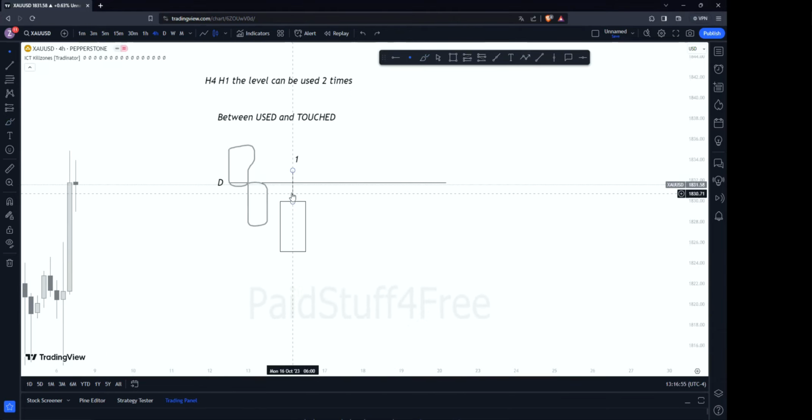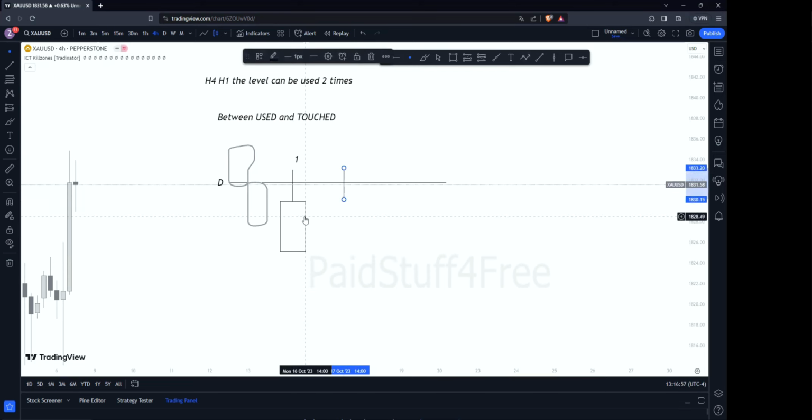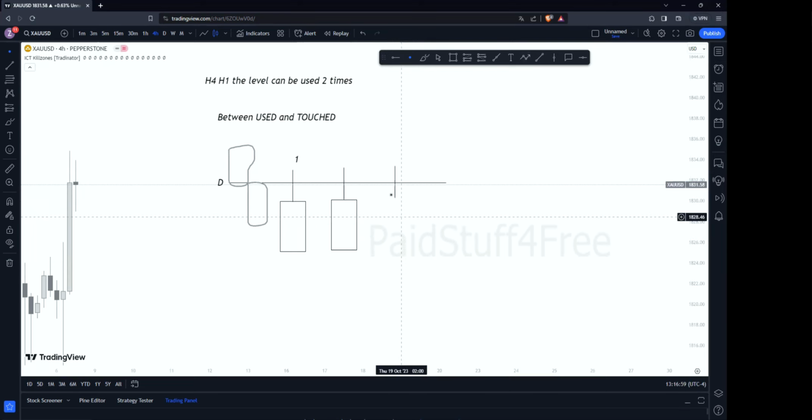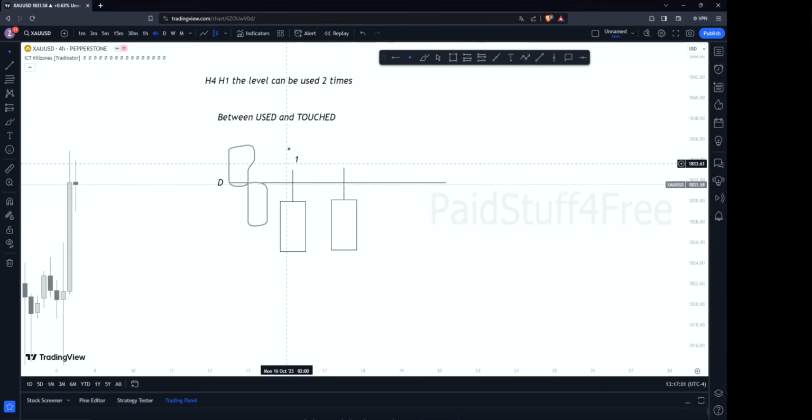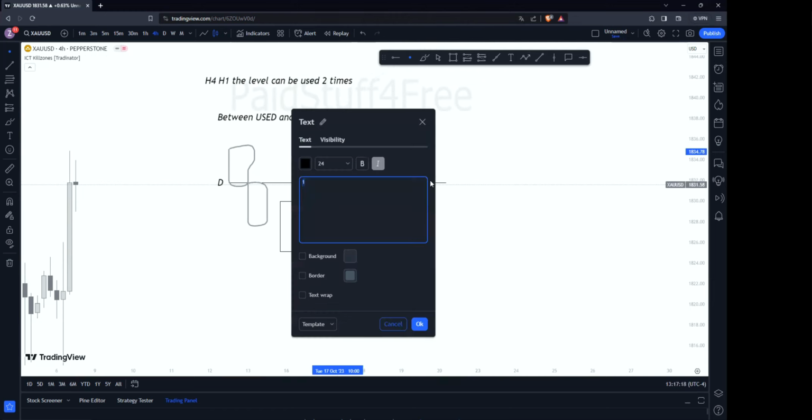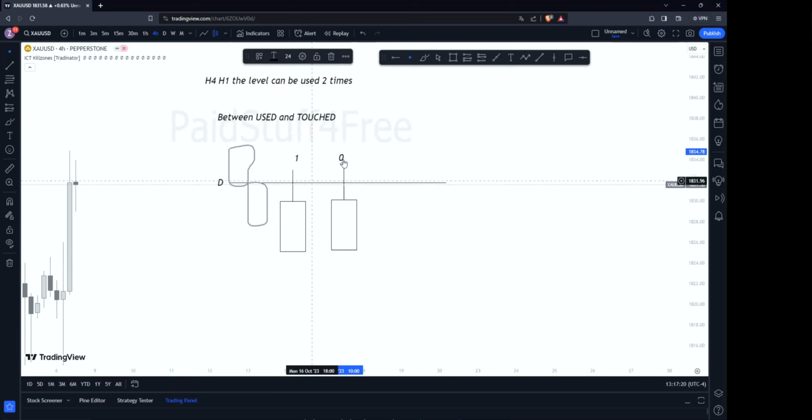Let's say we touch it again with another wick. Is the level touched or used twice? For me, the level is touched twice, but used only once. Why only once? Because the first time it was fresh, and the second time we touched the level when it was unfresh, so it doesn't really count. You get what I'm saying here, guys? Yes, you get it. Okay, amazing. So this one is 0. 0 means that it doesn't count.